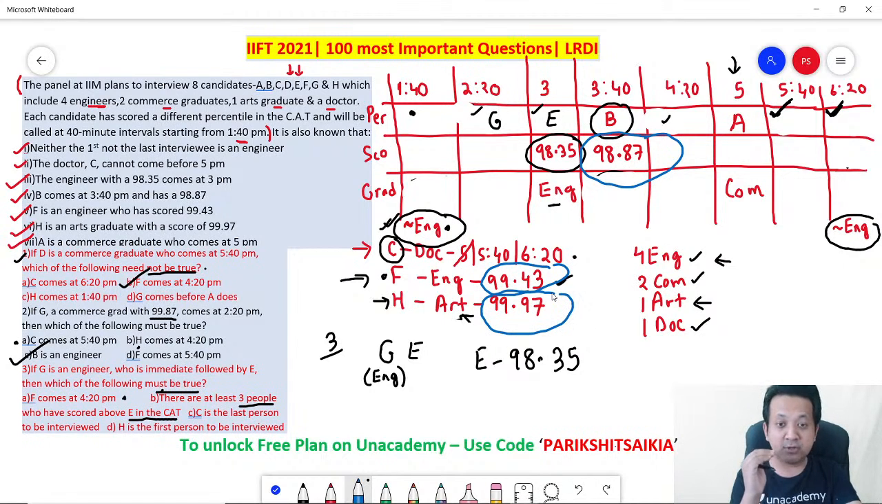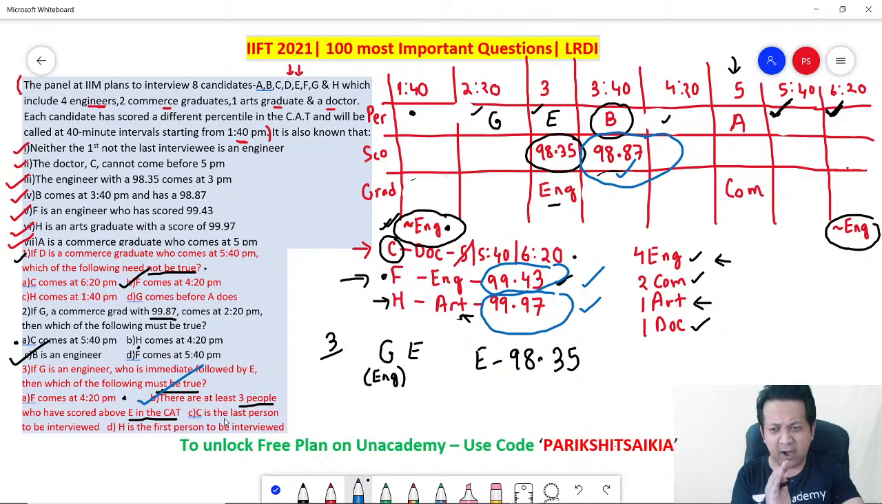We don't need the positions of the people. But remember, E has got 98.35. So there are minimum 3 people, 99.43, 99.97 and 98.87, right? Who have scored above E. Definitely option B is always true. Always true.